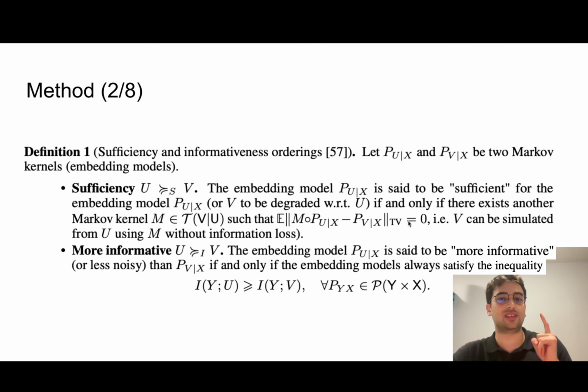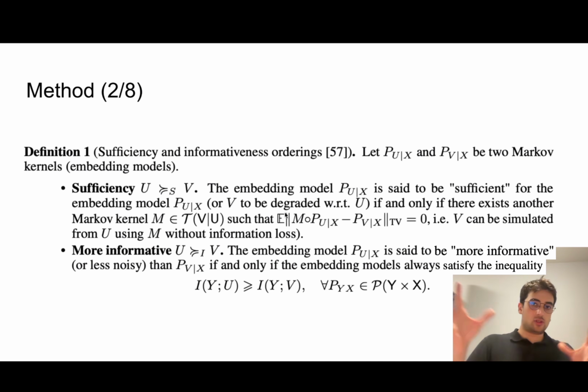Do you remember also TVD? It can be KL divergence as well. And if it's 0, the expectation is the average, or the weighted average, right? And if it's 0, we can say that V can be simulated from U using M without information loss. This is called sufficiency, okay?